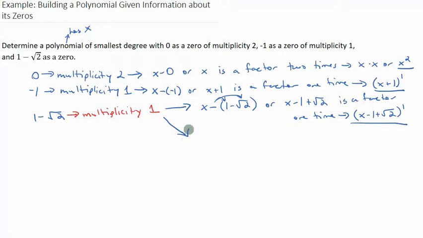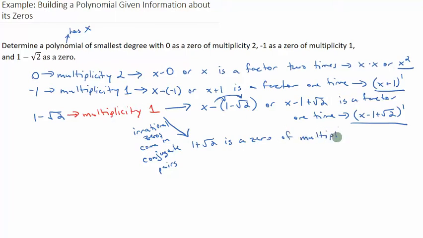It tells us that since this is irrational, zeros come in conjugate pairs. You should know that. Since 1 minus the square root of 2 is a 0, it has to be true that 1 plus the square root of 2 is a 0. And since this is multiplicity 1, this also has to be of multiplicity 1. Now we have to know that. Nowhere in this problem does it tell us that 1 plus square root of 2 is a 0. You have to know that.